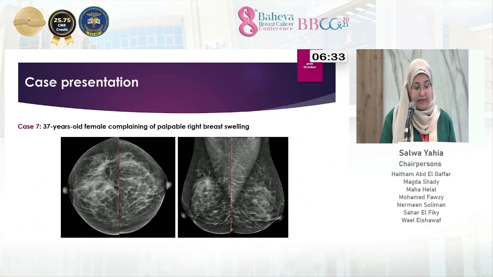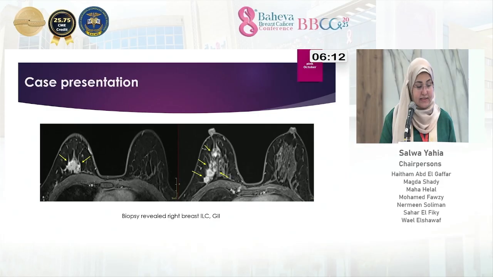37 years old female complaining of palpable right breast swelling. Digital mammogram of both breasts in CC and MLO view showing right breast upper outer quadrant irregular shaped mass lesion with indistinct margin, and right breast 12 o'clock focal asymmetry. So dynamic MRI was done to assess the extent of the disease.